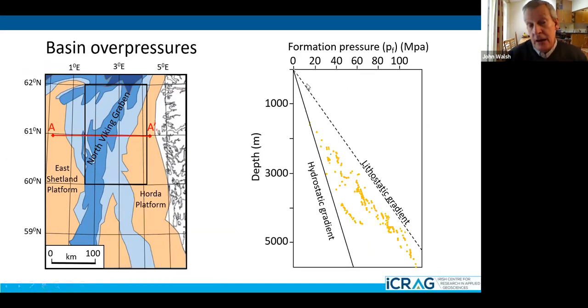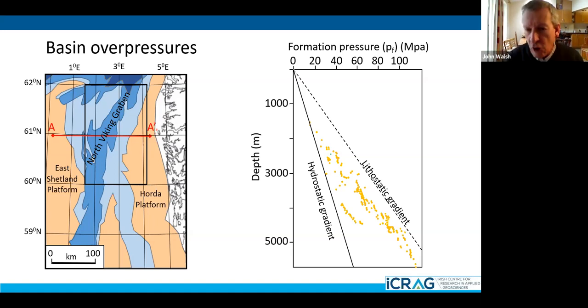This is actually showing what you would get when you drill holes down and you measure the fluid pressures, the pressure of water within the pore space as you go down deep. You can do that for lots of wells, and this is showing data here from the North Viking Graben. And if we were to say that the fluids were open to the surface, then the pressure of the fluid at a particular depth is predictable.